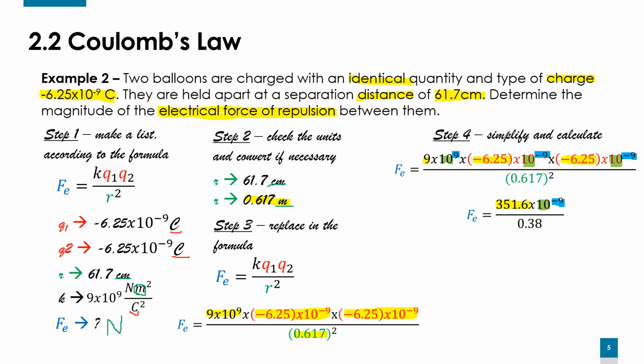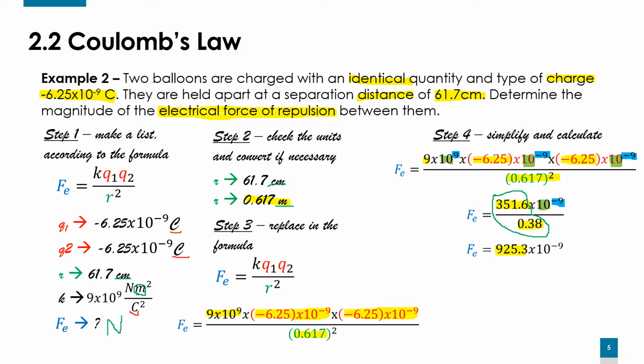Now the last one below, 0.617 to the power of 2. So if you do it in your calculator to check, it's going to be 0.38. It's not done yet, okay? We can simplify more. How? I can divide 351.6 divided by 0.38. So I get 925.3 times 10 to the power of 9 minus 9.